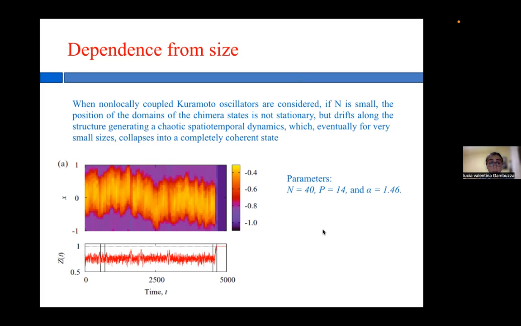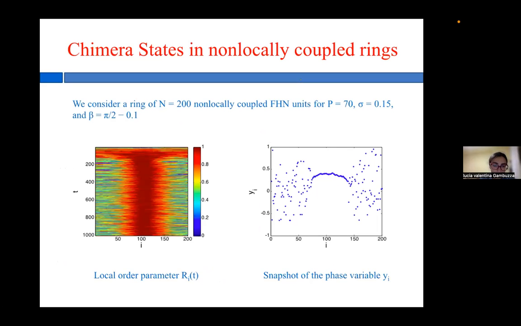This is particular because at a certain point all the units collapse into a completely coherent state. But I also want to say another thing. For example, here we are considering a ring of 200 units, and here I'm reporting the behavior of the local order parameter from 0 to 1000. This is the time of my simulation.